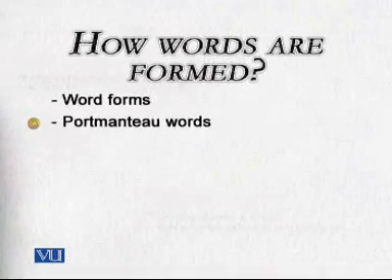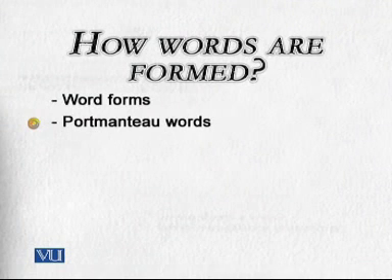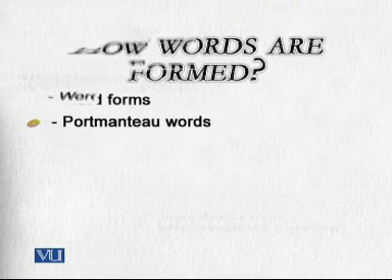The second one is portmanteau words. This is something very interesting, in the sense that in portmanteau words, we derive words by combining portions of more than one word. Let's say Oxford and Cambridge. You can take one portion of Oxford, one portion of Cambridge, and combine these to make a new word, and that will be called a portmanteau word. Details, of course, I'll give you later on.